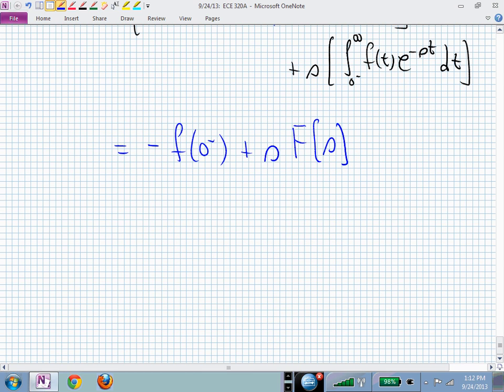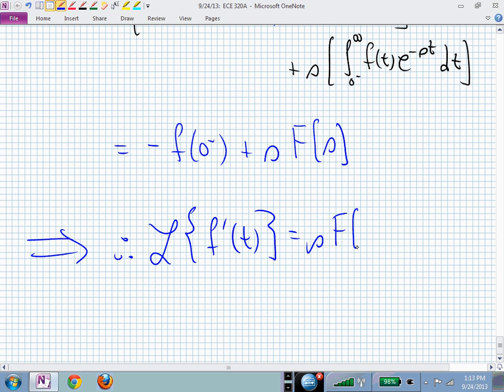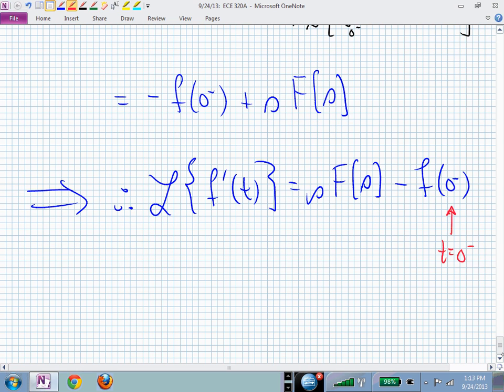And that's then the answer to our why question. We've now shown that the Laplace transform of a derivative is s times the Laplace transform of the waveform without it being differentiated, minus f of 0 minus. And that argument is time t equals 0 minus. Questions on that?